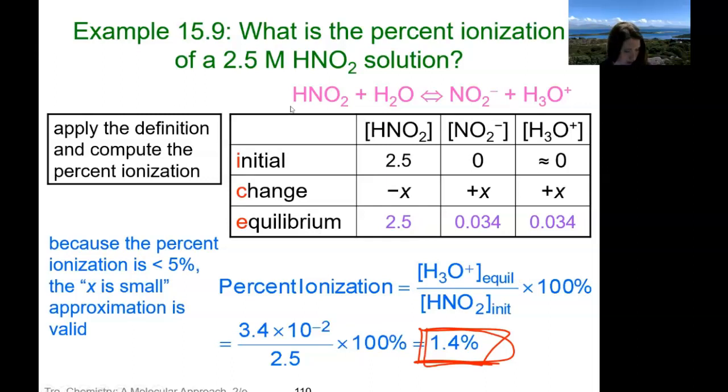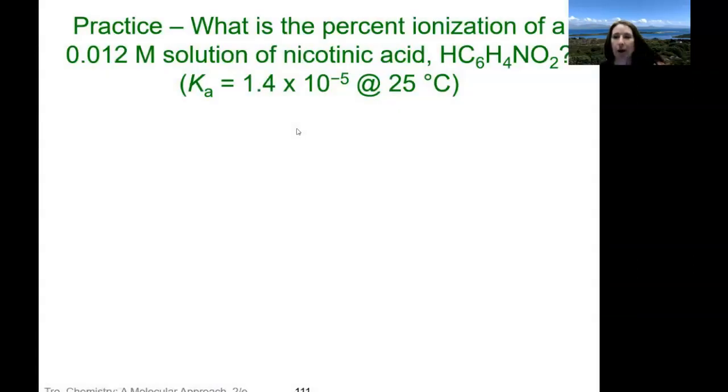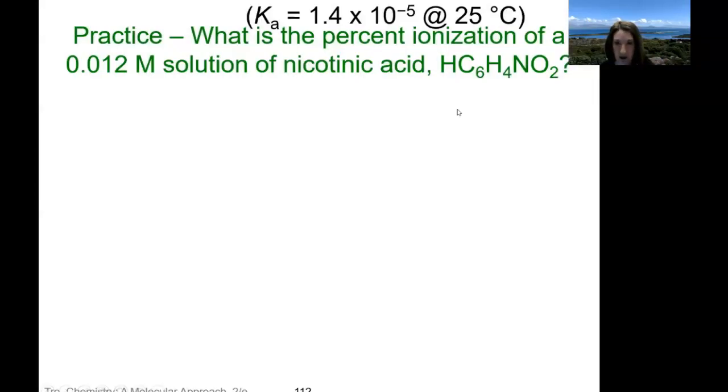Okay, so let's try one more of these. I want to know the percent ionization for this problem. Let me give you the Ka. There you go. All right, try the percent ionization for this problem. Again, all you're doing is getting to that x is small part in your ice table. That's as far as we're going on this. Okay, try this and then we'll go over it in just a minute.